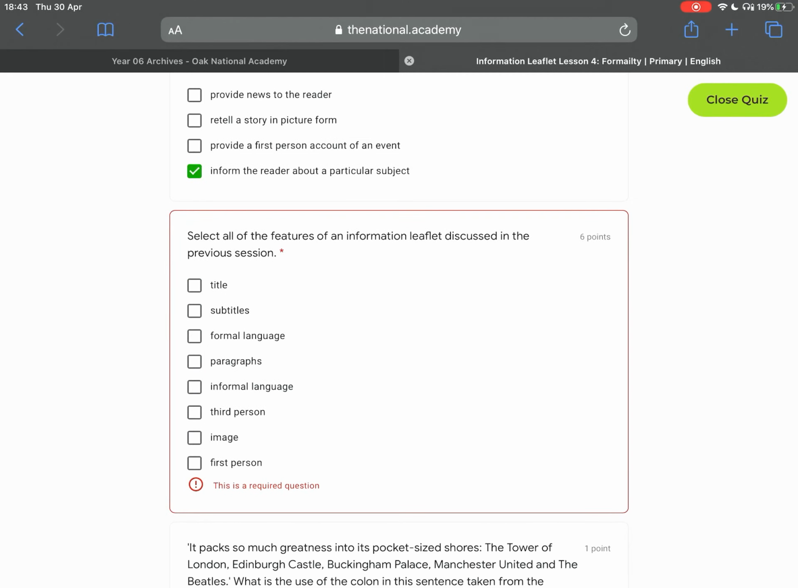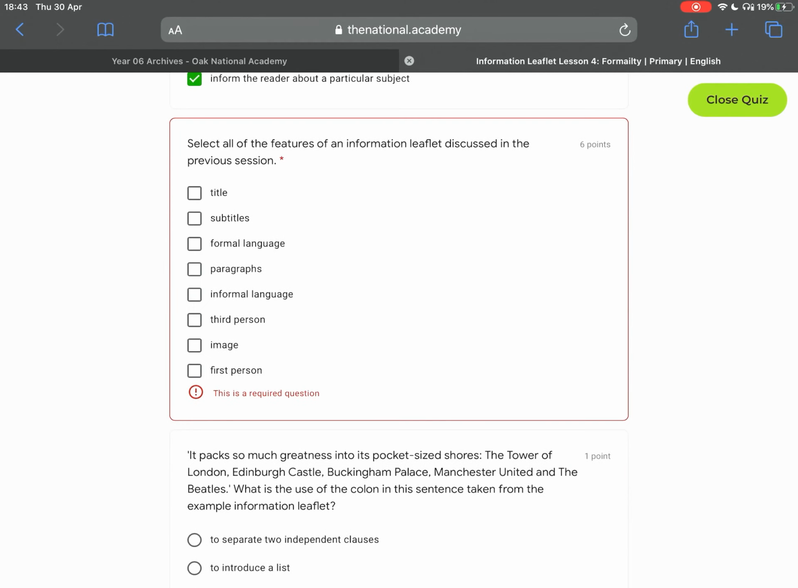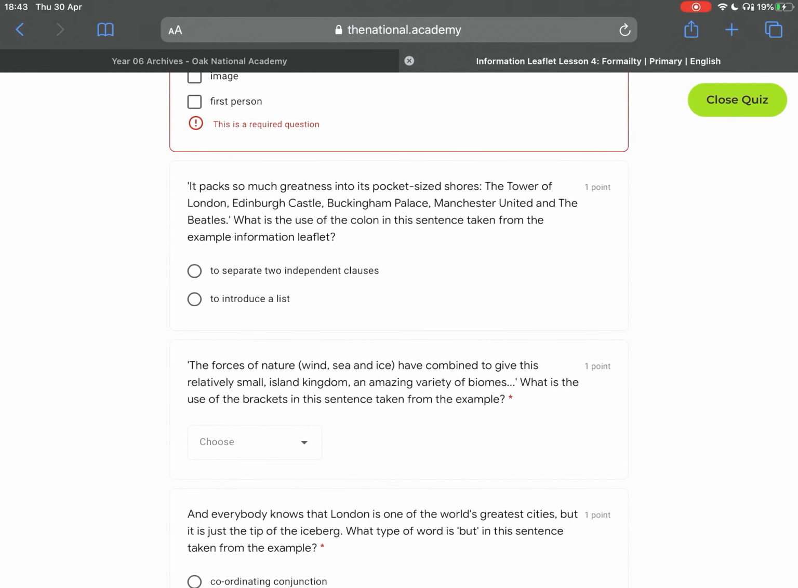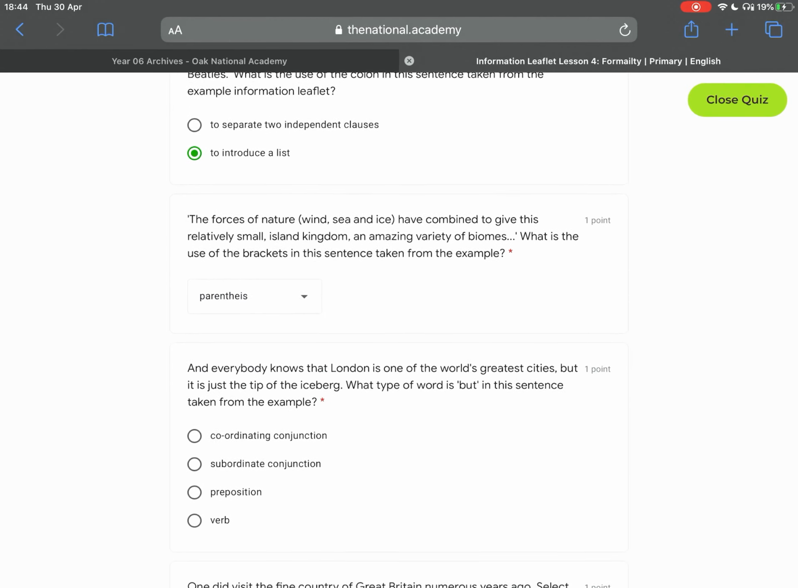I can't remember that one, however, you might be able to do that, I hope. It packs so much greatness into its pocket-sized shores: the Tower of London, Edinburgh Castle, Buckingham Palace, Manchester United, and the Beatles. What is the use of the colon in this sentence taken from the example information leaflet? It's to introduce a list. The forces of nature, wind, sea, and ice, have combined to give this relatively small island kingdom an amazing variety of biomes. What is the use of brackets in this sentence? It would be parentheses.